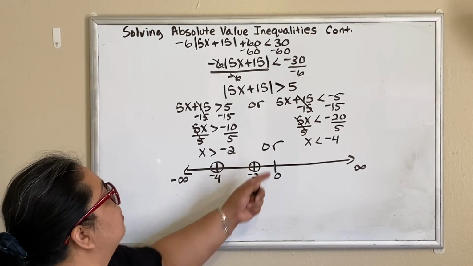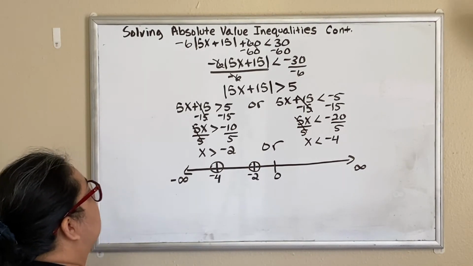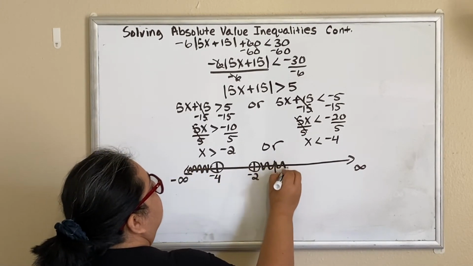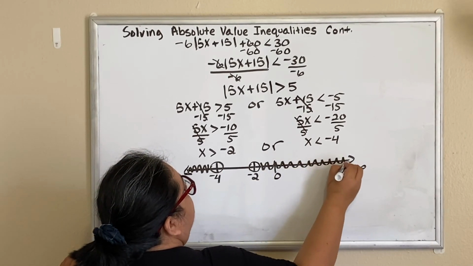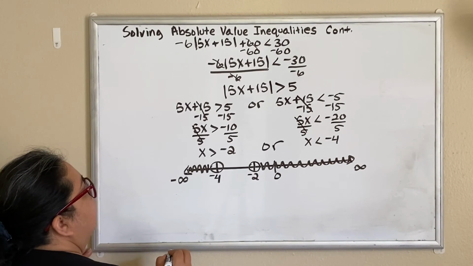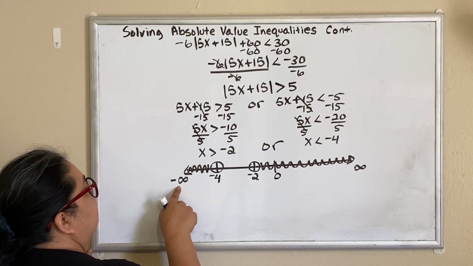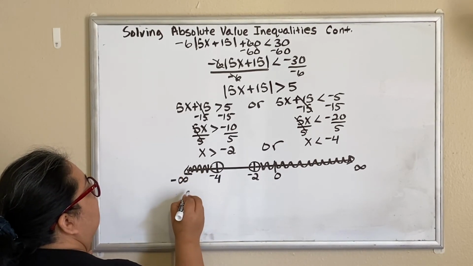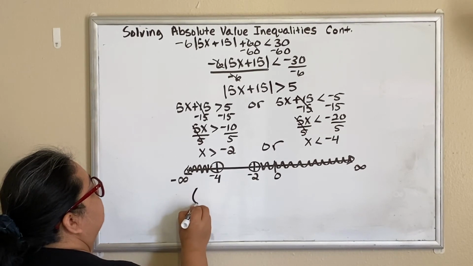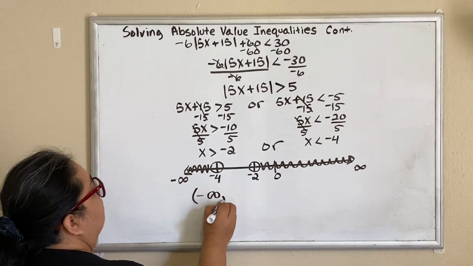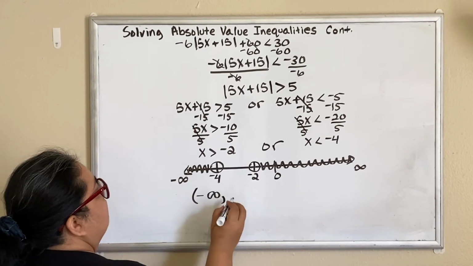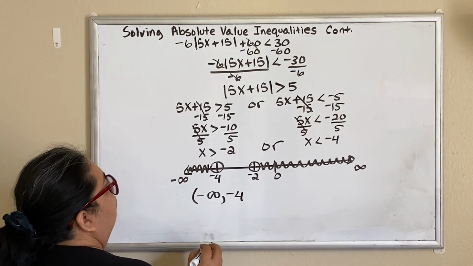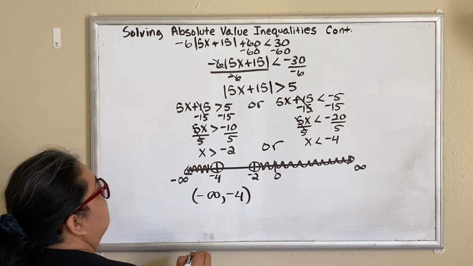Now this is an or statement. Since I have an or statement, I'm going to shade outside my points. And now we write interval notation. Interval notation starts at negative infinity because we shaded all the way to negative infinity. Infinity always has parentheses, so we're going to use parentheses, negative infinity, comma. We shade until we get to negative 4, so we're going to write negative 4. Negative 4 is open. When a point is open, we use parentheses.